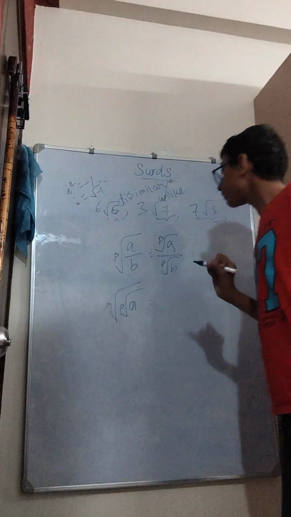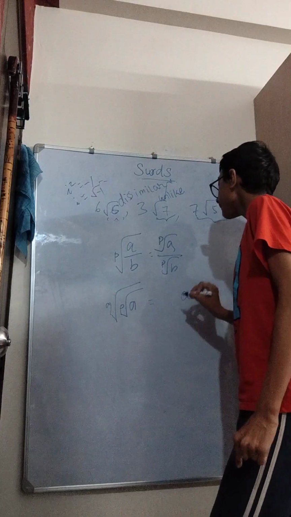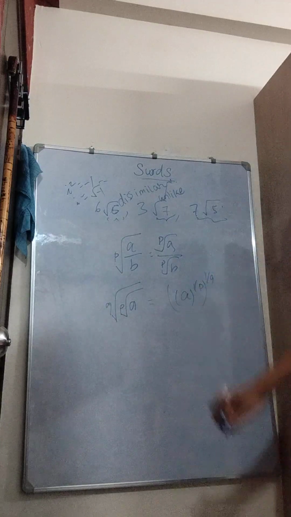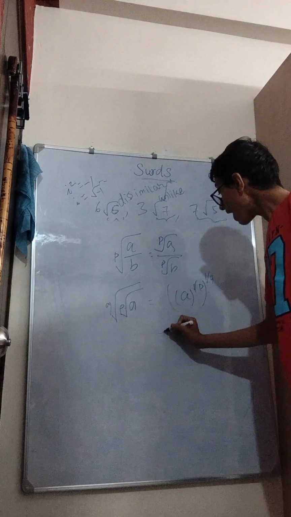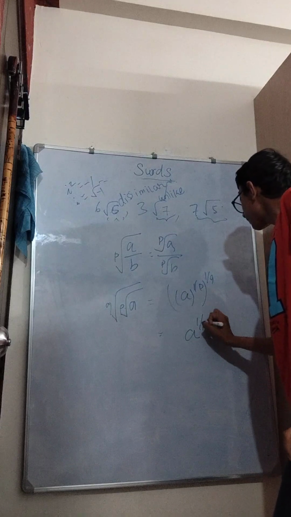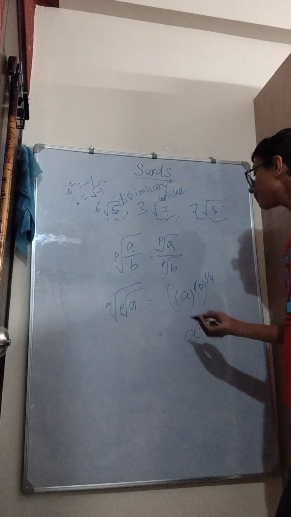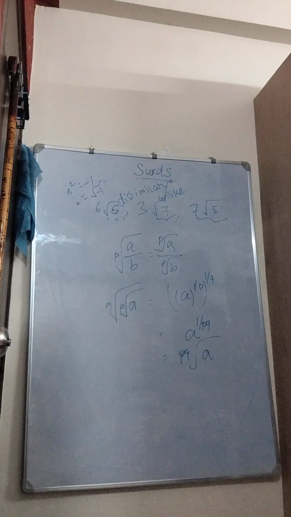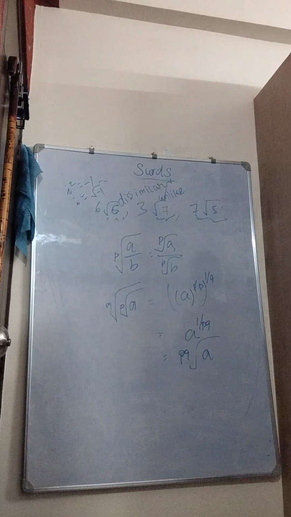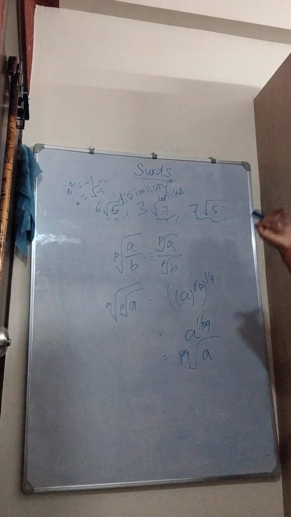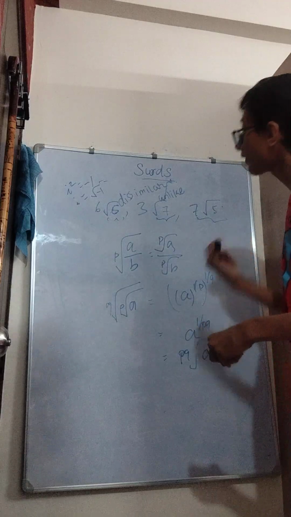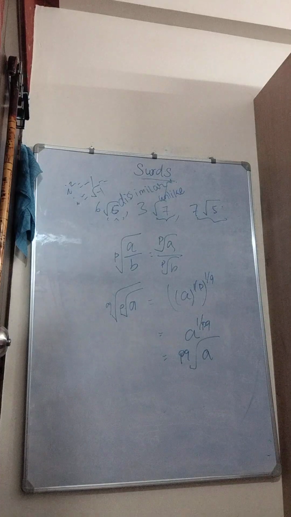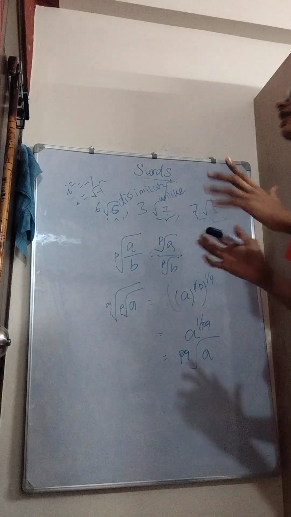Now how to solve this: A we can write as A power 1 by p, power 1 by q. And then A power 1 by pq, because 1 into 1 is 1 and p into q is pq. So this we can also write as the pqth root of A. So the qth root of the pth root of A is equal to the pth root of the qth root of A, which is equal to the pqth root of A.